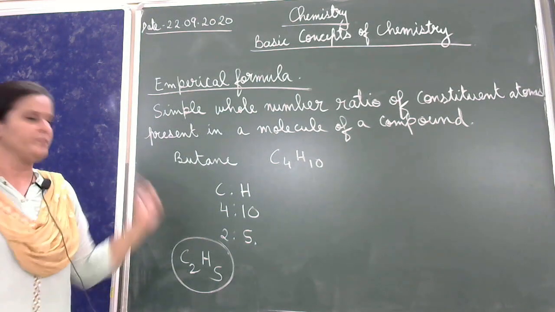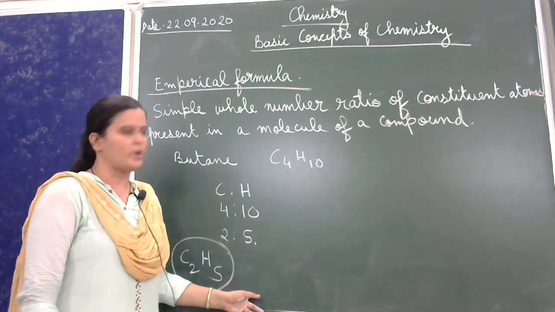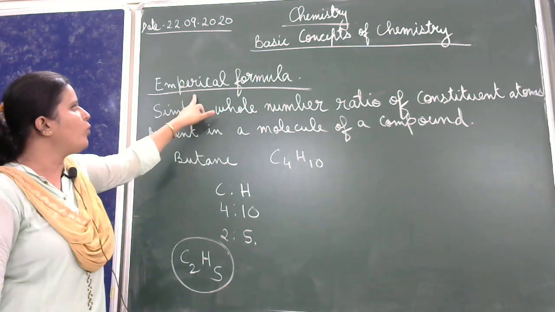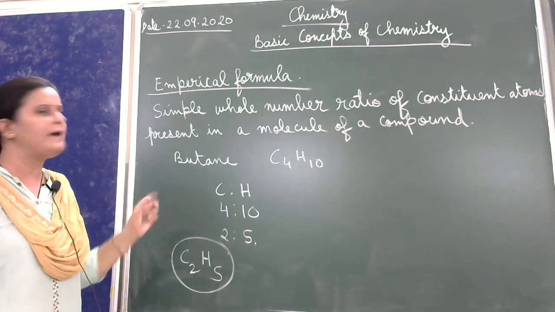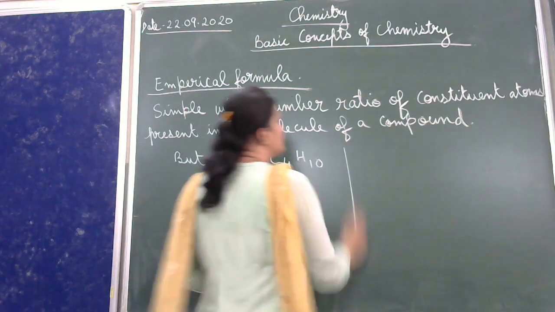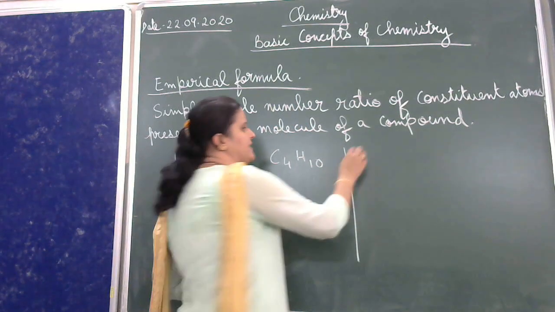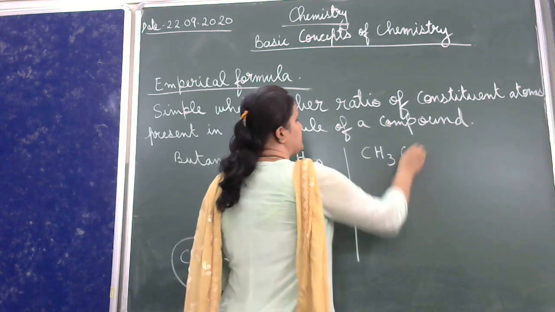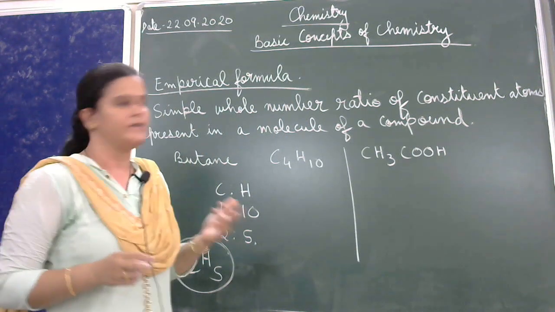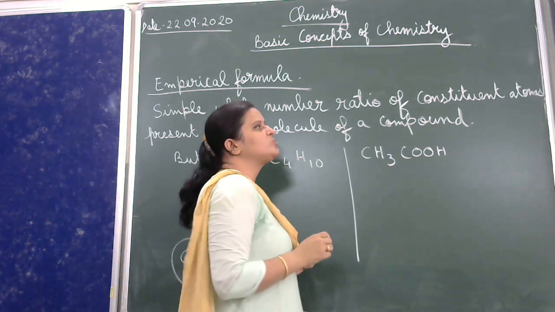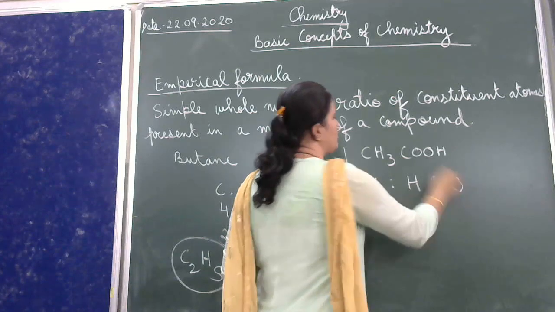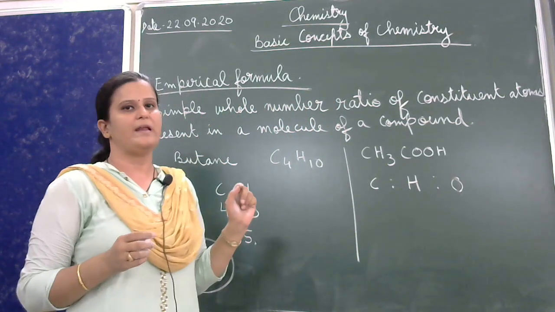We will look into that also. But a small idea which I am giving you: what do we mean by empirical formula? It is this simple whole number ratio. If I take one more example, suppose I am taking the example of acetic acid, or we call it ethanoic acid. So here, what are the different constituent atoms present? Carbon is present, hydrogen is present, oxygen is present. These are the three elements present here.